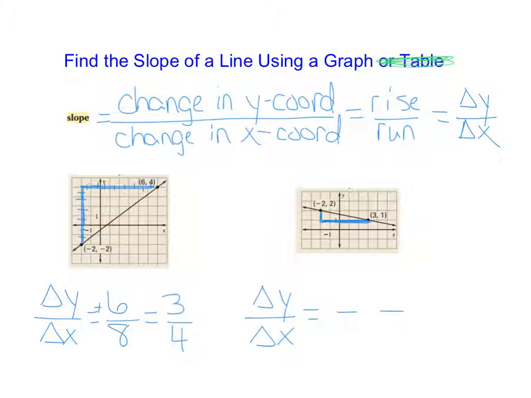Then we count our rise, our change in y, that's our vertical movement. There is one space here. We count our run, that's our horizontal movement. How many spaces there? 1, 2, 3, 4, 5. And the slope of this line is negative 1/5. It has negative slope, and for every vertical change of 1, there's a horizontal change of 5.